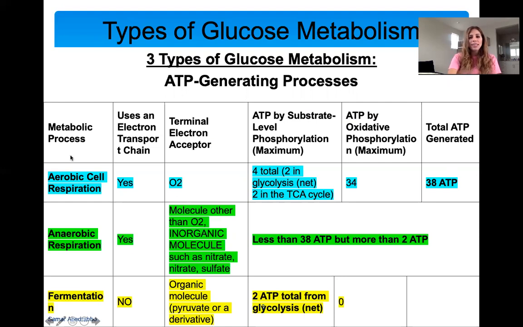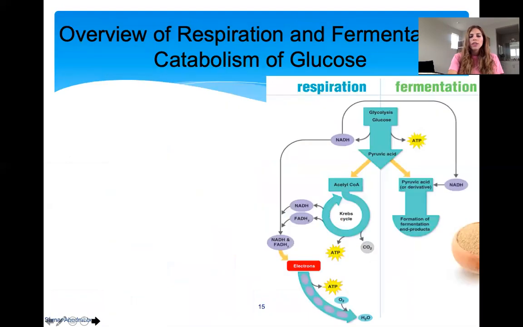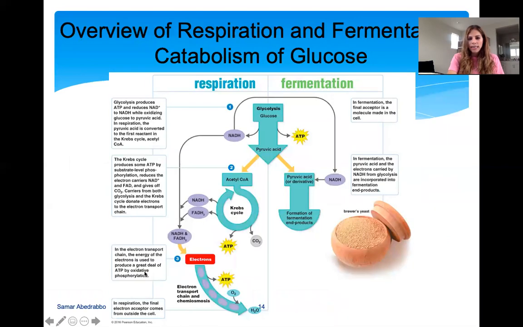So we're going to talk about these 3 different types of metabolism. Again, they're aerobic cell respiration, anaerobic cell respiration, and fermentation. The one that produces the most ATP is aerobic respiration. The one that produces the least amount of ATP is fermentation. And cells always would like to produce the most amount of energy, the most amount of ATP. So we're going to focus on the details of respiration. We're going to talk about both aerobic and anaerobic respiration, and then we'll talk about fermentation.